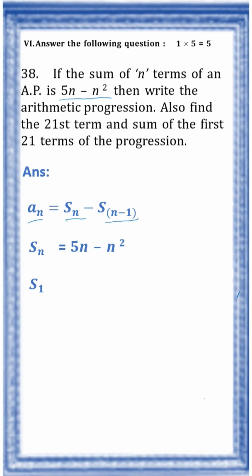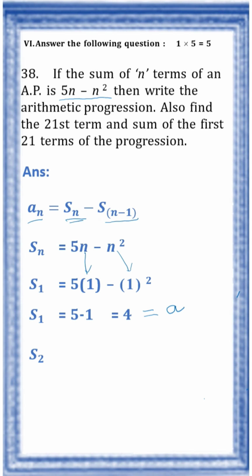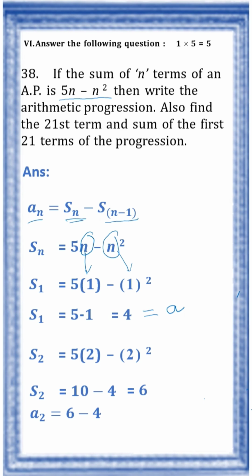Now let us find S1. 5 into 1, instead of n we have to put 1, that's all, minus 1 square. So S1 is equal to 5 into 1, 5, 5 minus 1, that is equal to 4, which is also equal to the first term. S2, instead of n put 2. 5 into 2 minus 2 square. So S2 is equal to 5 into 2, 10, 10 minus 4, that is equal to 6. Now we can find a2. How? S2 minus S1 means 6 minus 4, that is equal to 2.